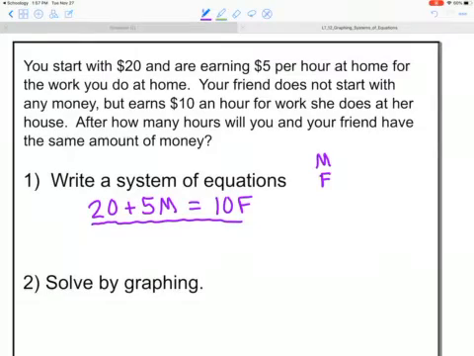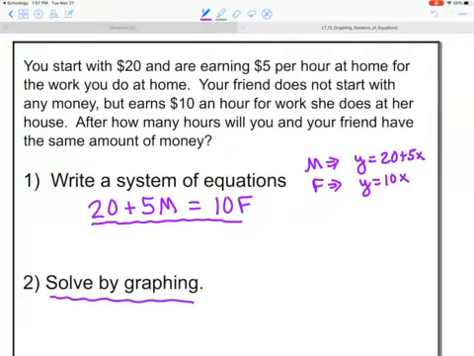We are going to graph this. We see on the next page we have a graph. So the other thing we can do is for my situation, it's going to be y equals 20 plus 5x. And then for my friend, she just has y equals 10x. So you can see that when we're trying to find the number of hours that we will have the same amount of money, we're seeing where those two things are equal. What we're going to do is to solve it by graphing. So we're going to take each of those equations and graph them.